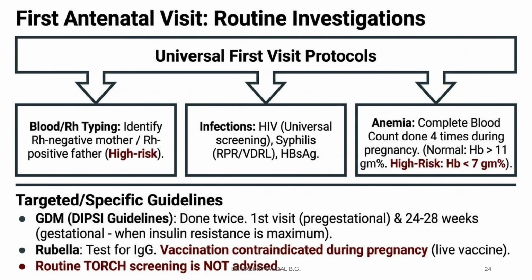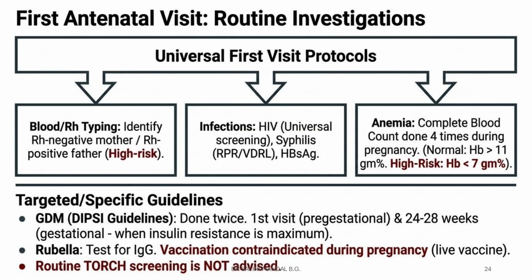Next one, talking about antenatal visits. This is the universal first visit protocol. As soon as the lady comes and says that she's pregnant, we send her for a few tests: blood and Rh typing, basically, to see whether the mother is Rh negative, or whether the father is Rh positive, because that says it's high risk, right? Then infections like HIV, syphilis, then we send them for HBsAg and all that. Next one, a complete blood count is done 4 times during the pregnancy.